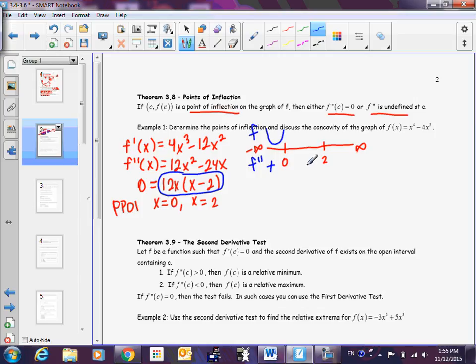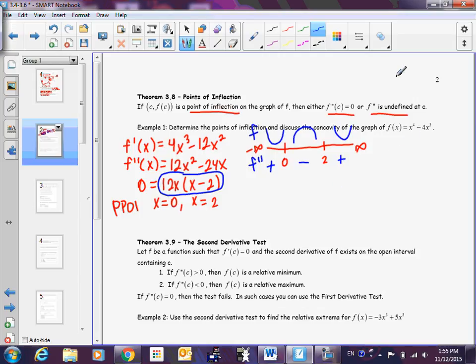Okay, but let's just test it to make sure. Plug in a 1, we get a positive times a negative, and so then we're going to draw a little concave down piece of graph. Okay, what happens when you plug in a number bigger than 2? We get a positive, and it looks something like that.